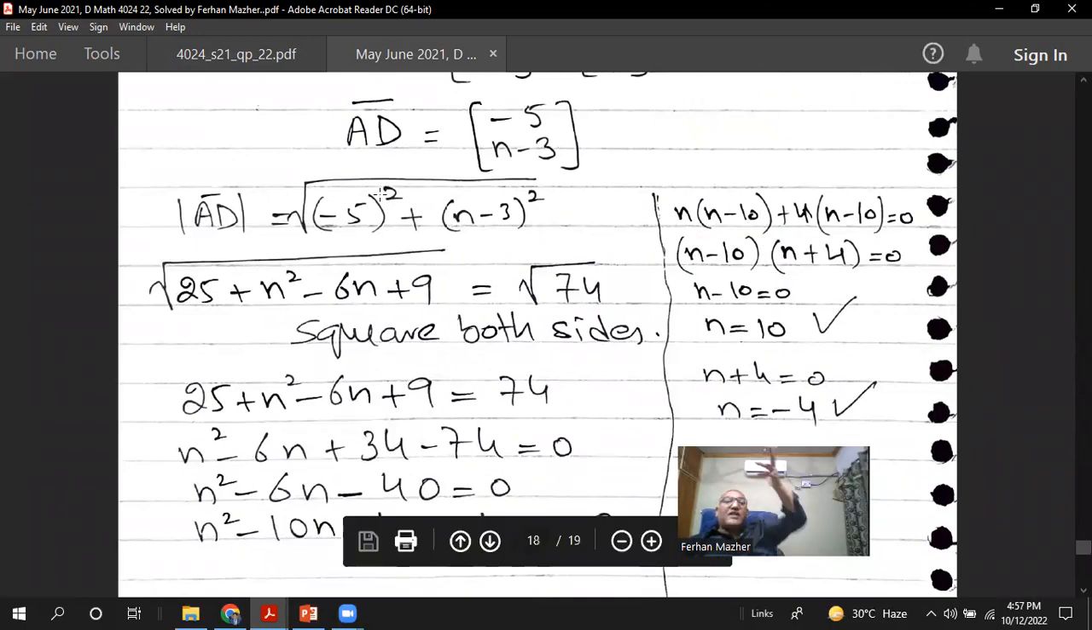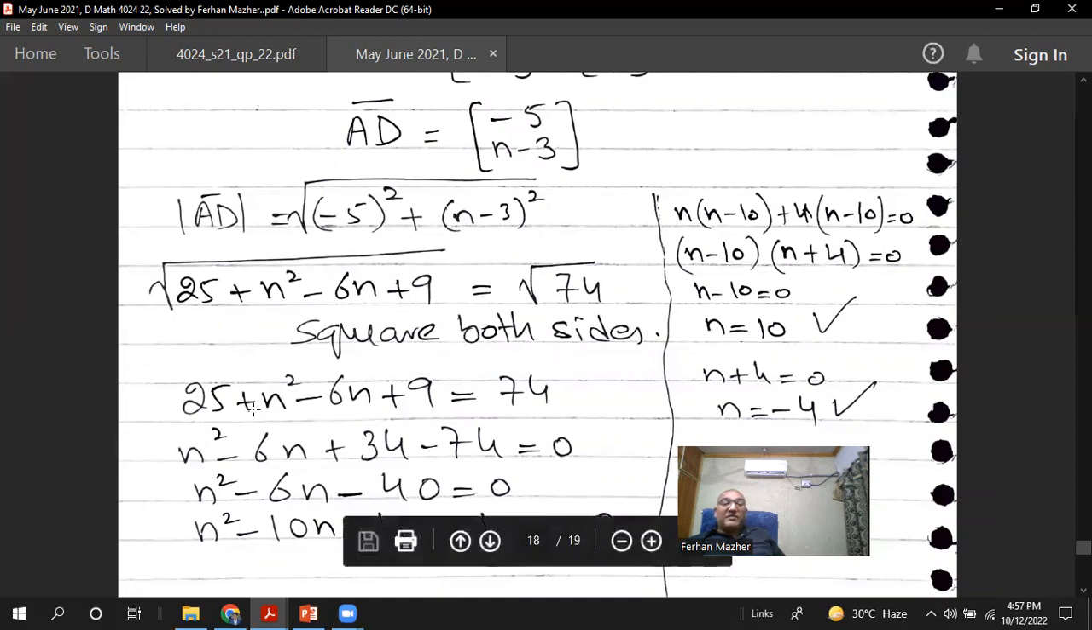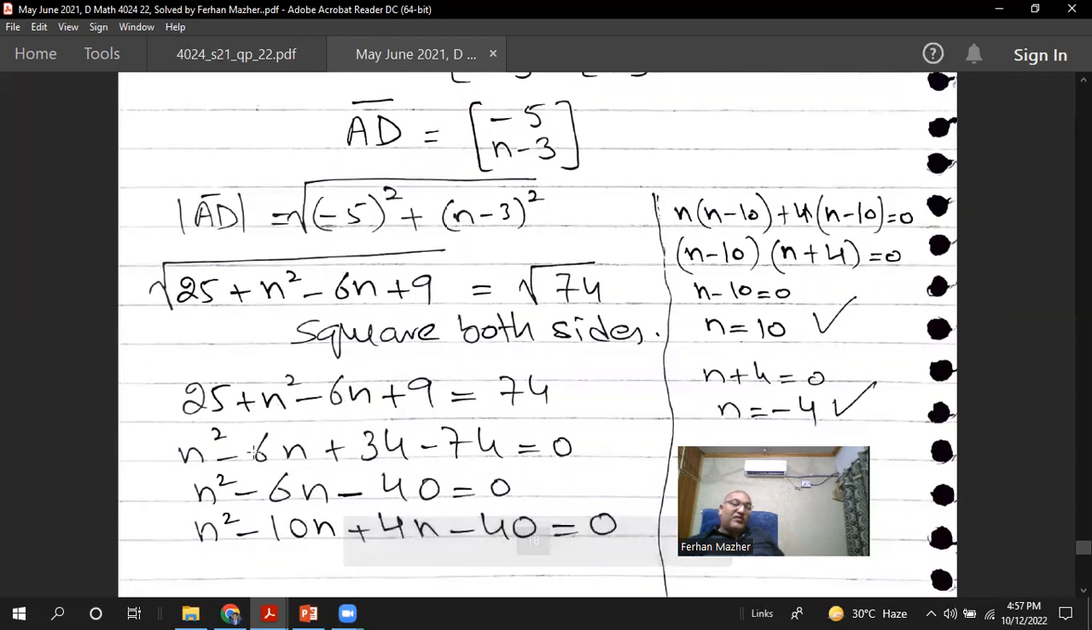So it will be minus 5 whole square plus n minus 3 whole square, and you have to take the square root on it. It will be 25. When you open this, it will be n square minus 6n plus 9. And it has a square root on it, and it is given it is equal to square root 74. So square both the sides, the square roots will be gone. So 25 plus n square minus 6n plus 9 equals 74.